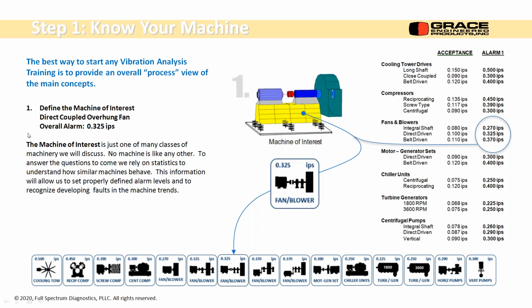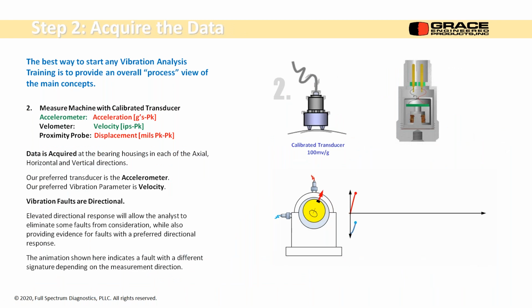So the machine of interest is this direct coupled overhung fan. The main point is we have to define what that alarm level is so that we can start this data collection process and make it meaningful. Okay. This is acquiring the data.